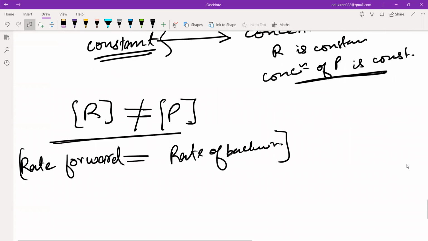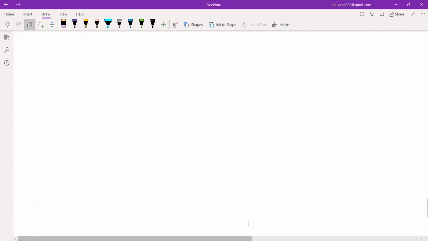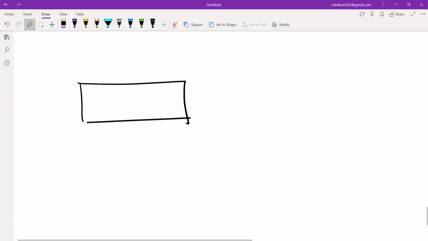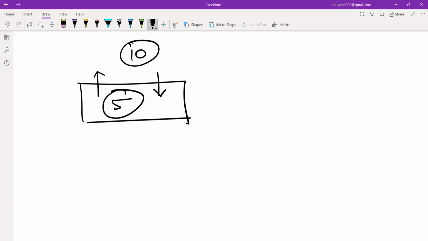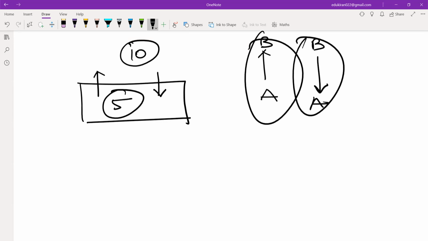Let us go back to the swimming pool example. We have a swimming pool. There are 5 people in the swimming pool, and outside the swimming pool, on an average, there are 10 people over the day. What does that mean? It means that the rate of in and the rate of out are equal. It does not mean the number of people inside the swimming pool and outside are the same. Similarly, if A is getting converted to B, and B is also getting converted to A, it does not mean that the concentrations of A and B are equal. It just means that the rate of in and rate of out are equal. You got this? Yes, sir. Okay, fine.